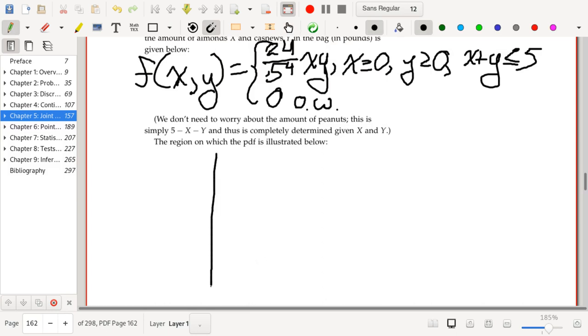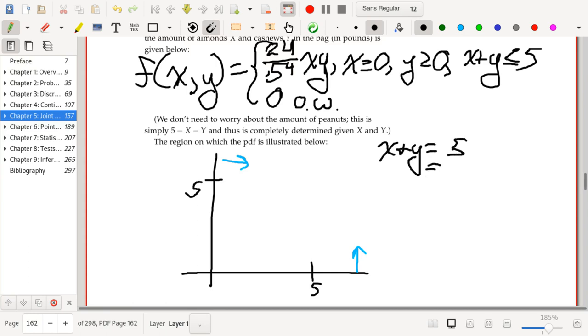So the region on which this PDF is non-zero, let's illustrate that region. We need to have that x is greater than or equal to 0, so we need to point this direction. y needs to be greater than or equal to 0, and then x plus y needs to be less than or equal to 5. So let's put a 5 here and a 5 here. Let's draw the line x plus y equals 5. That would mean that y equals 5 minus x. So that's going to be this line.